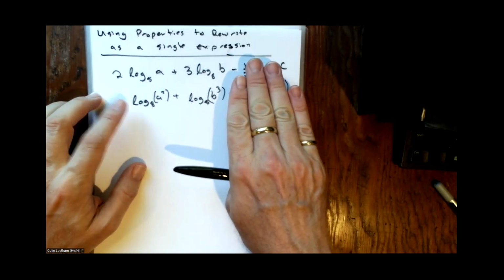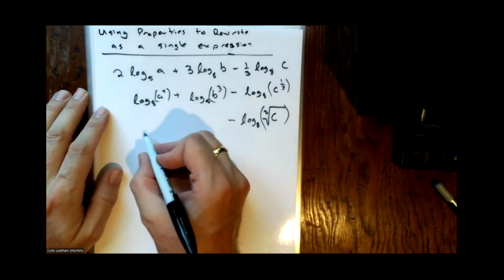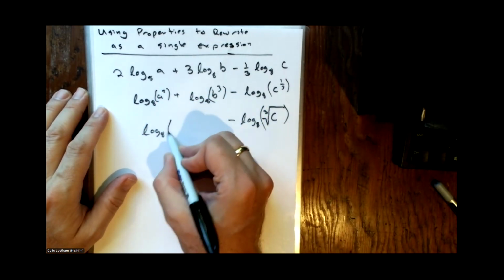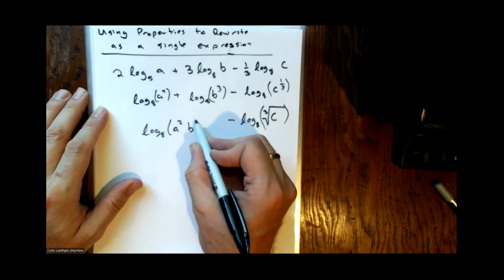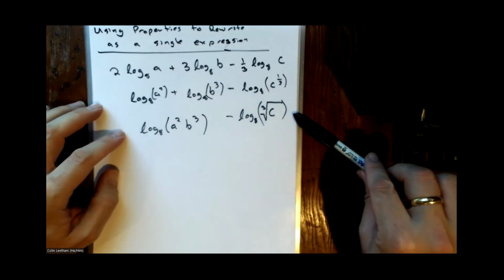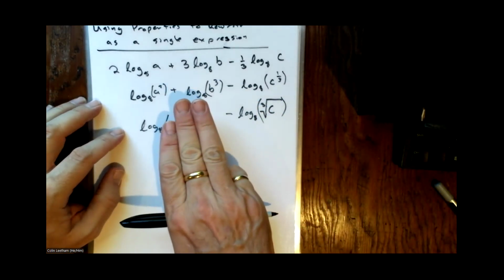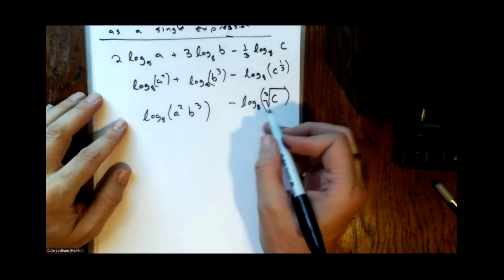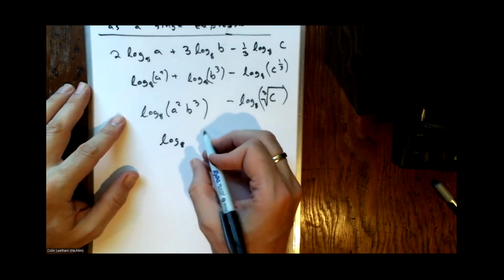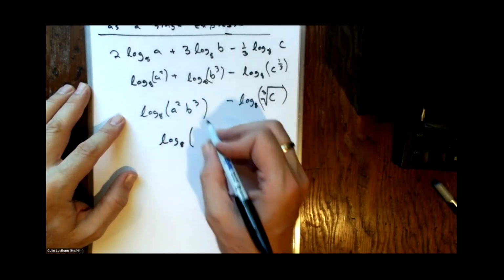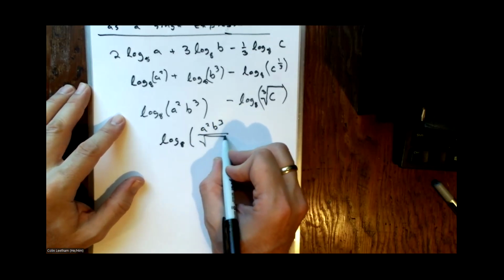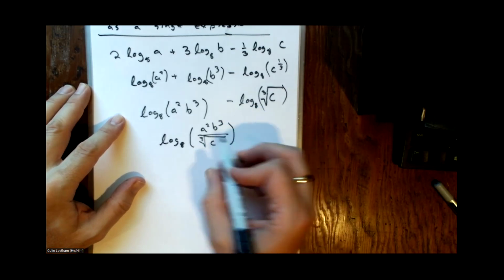Oh, these things are added? Well, let's just go ahead and make that a product. So this is going to be log base 8 of this times this. So this is going to be that A squared and that B cubed, minus that. Now I've got one logarithm minus another. Let's put this all together into one. So I've got log base 8 of, that's my numerator, that A squared B to the third, all over the cube root of C, and we'd be done right here.